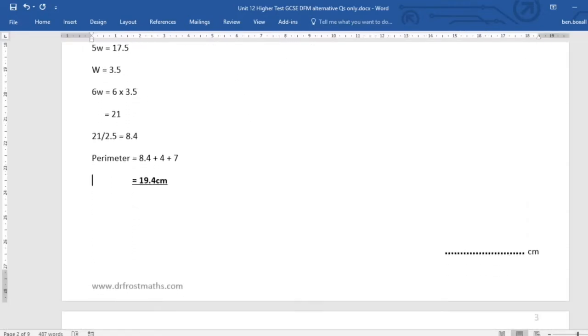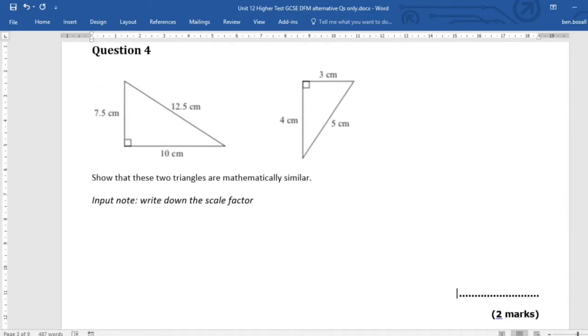Right, do the next one. Show that these two triangles are mathematically similar. So basically, it says write down the scale factor. In an exam, you'd have to work out the scale factor from all three pairs of corresponding sides. There's three pairs of corresponding sides. Alright?